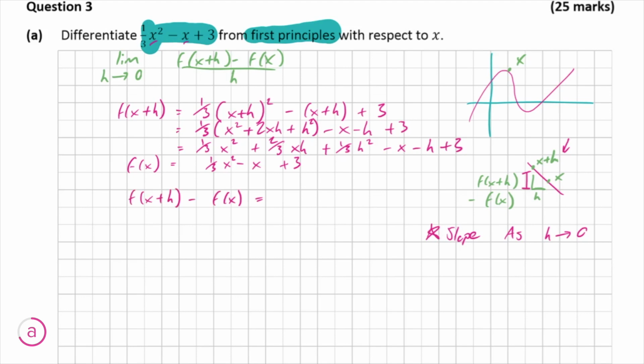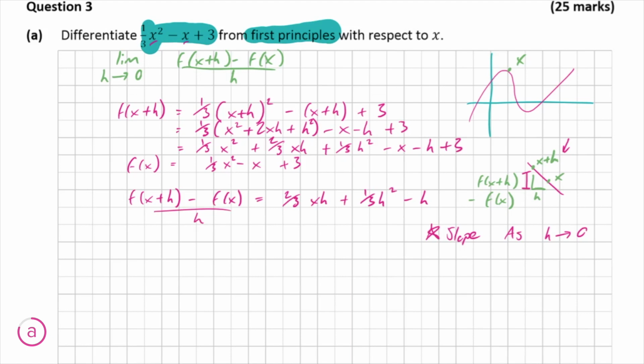So just to save you some time, I can tell you that whenever you're doing this correctly, what you're going to get is just that you have only terms involving h left, so you lose anything involving x or any constant. So what we're left with in this case is just 2/3 xh plus 1/3 h squared minus h, which are all our terms involving h up here. So now we're just going to divide all of this by h in order to get what we want to get, which is something we can find the limit of as h approaches 0.